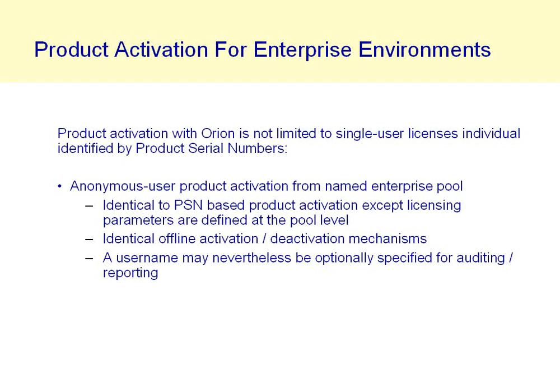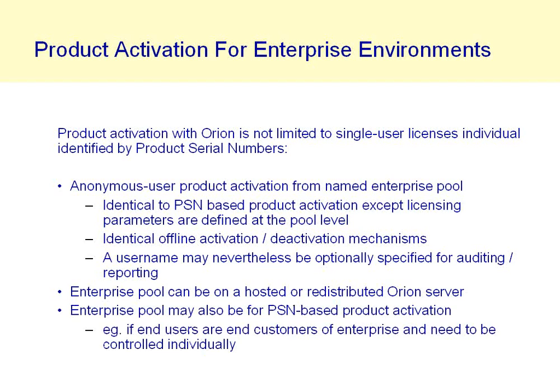However, although we call this anonymous user licensing, you can nevertheless obtain usernames and so on at the time a license is activated, so you know who's got which licenses. It's just anonymous in that any authorized user can check out an available license. And this enterprise pool, it can be on a hosted Orion server, it can be on a redistributed license server. We'll come to talk more about redistributed servers in a moment.